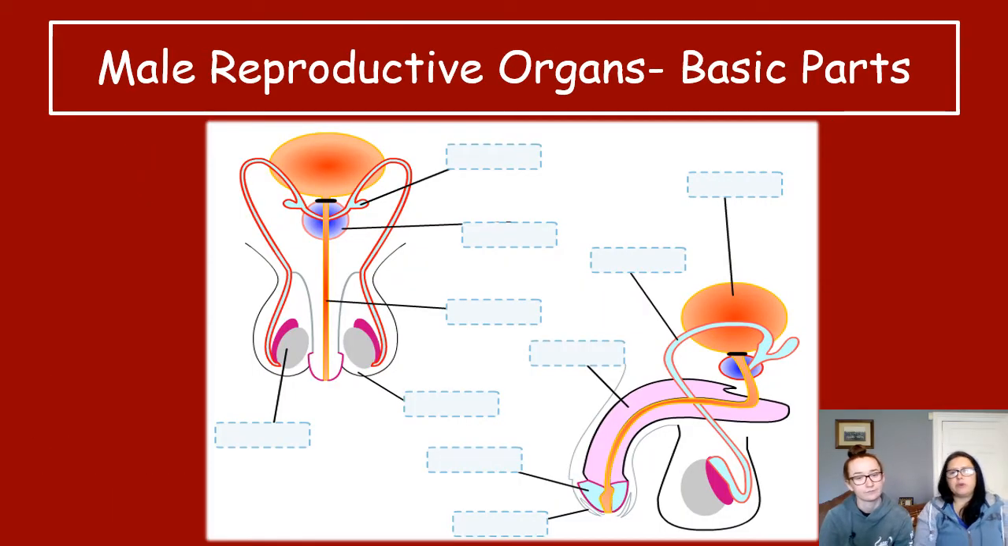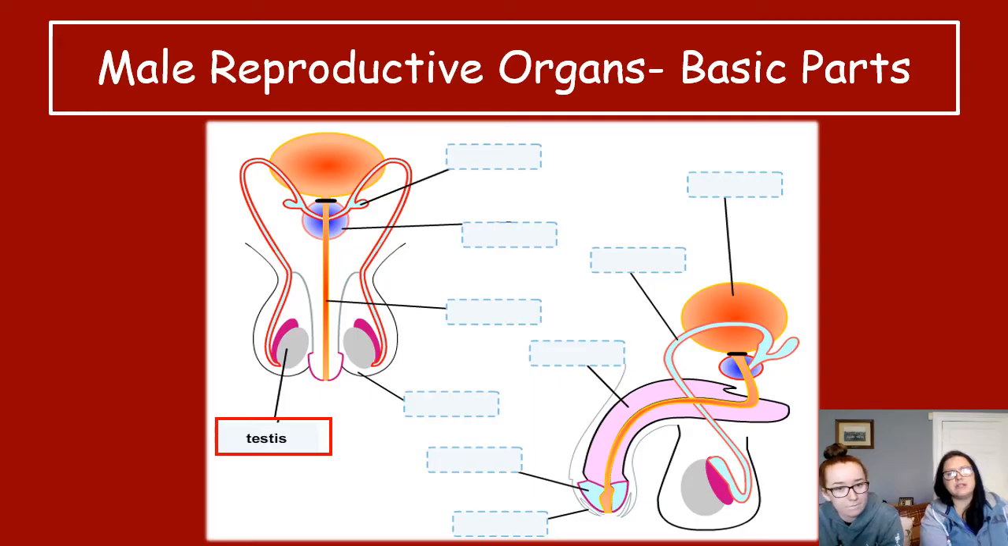Okay, now we're going to go through the basic parts of the male reproductive organs. Now, there are parts you need to know on this diagram, and there are parts you do not need to know. If you need to know it, it has a red box around the outside. So the things you need to know from sight include the testes, for one thing. You should be aware of that. Oh, by the way, in case you hadn't figured it out, this is a diagram of a penis twice.